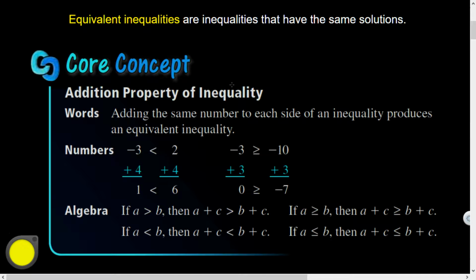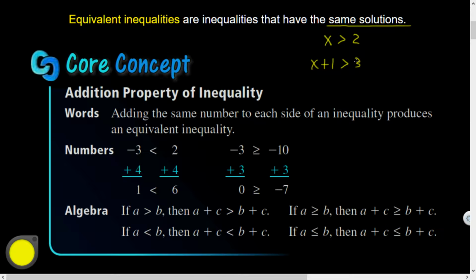An example of those would be, for instance, x is greater than 2 and x plus 1 is greater than 3. Both of these inequalities are different, but they would have exactly the same solution set. I just want to point out these ones have the same solution. So like 3 is a solution here. Would 3 be a solution here?